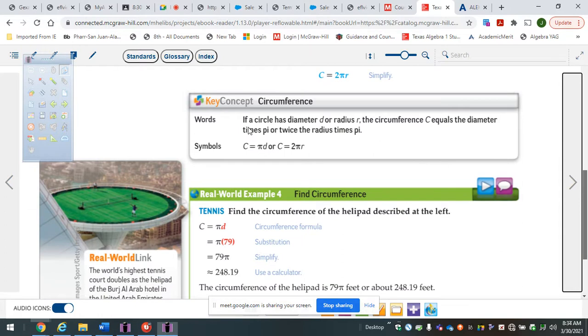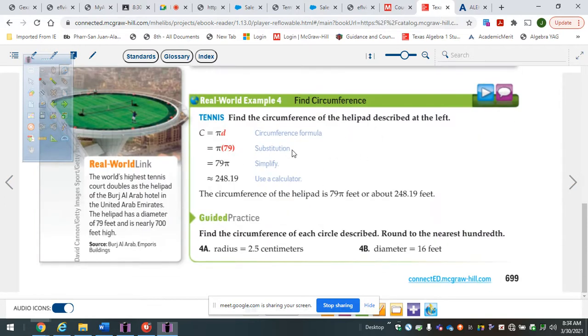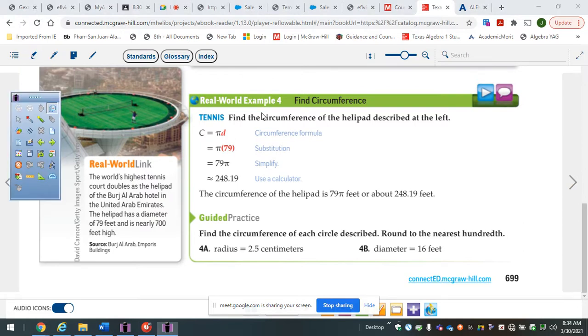So circumference. If a circle has a diameter d or radius r, the circumference C equals the diameter times pi, or twice the radius times pi. Pi times diameter, or remember, the diameter is basically 2r, 2 radii, same thing. I think we stayed off here. I just talked to you about it real quick: the helipad is 700 feet high, wow, and 79 feet across, the diameter. That's way cool. So that's the final circumference of the helipad.